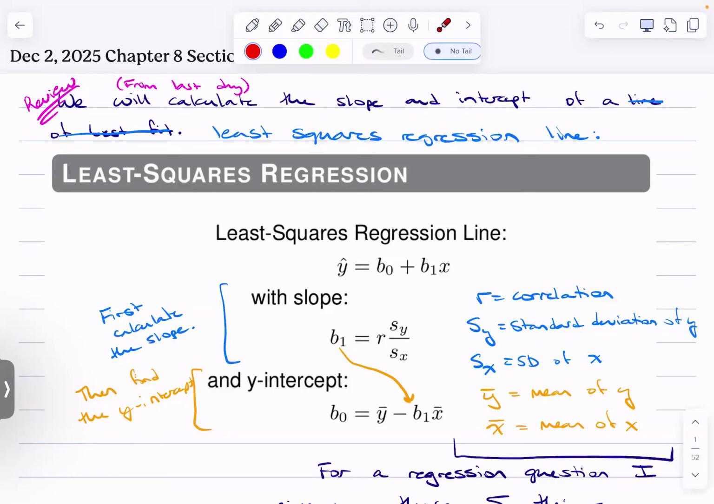All right. Any questions before we start? All right. So, least squares regression.